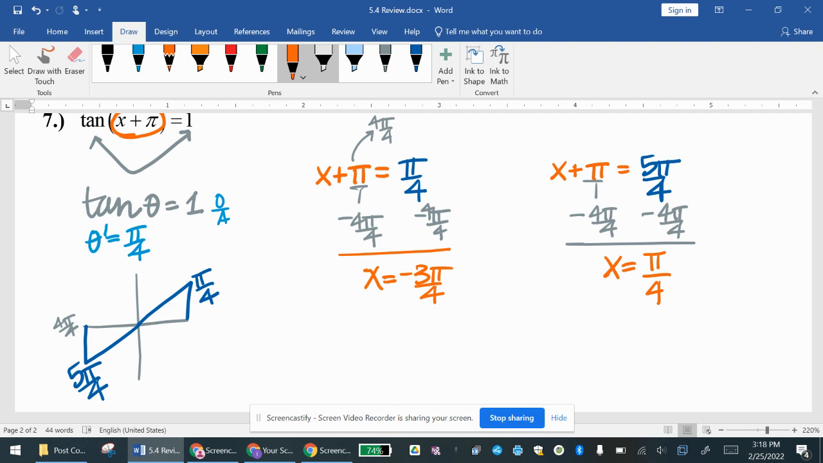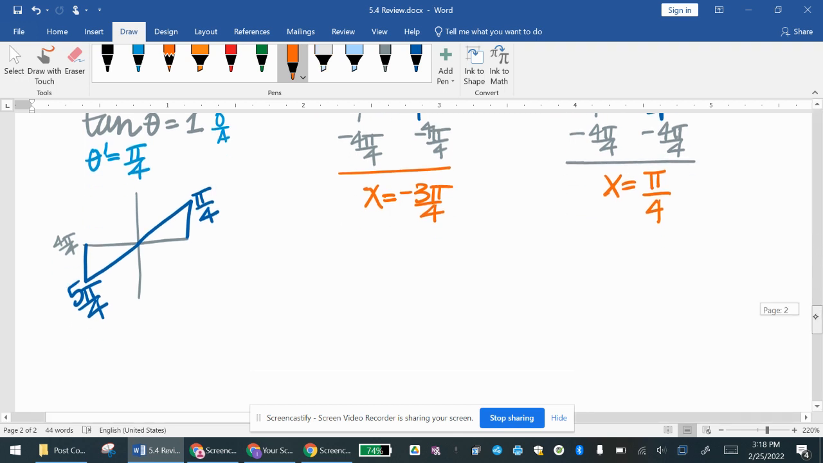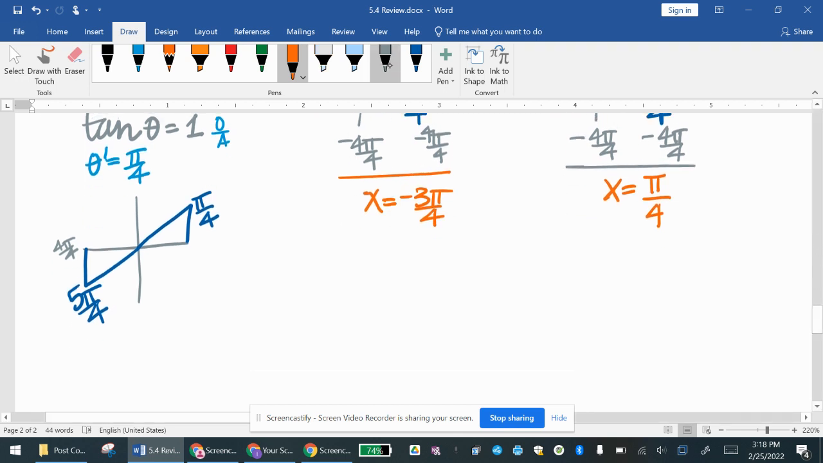All right, so I'm going to make a quick sketch of that and then make sure that I adjust my domain accordingly. So negative 3 pi over 4. If this is 0, negative 3 pi over 4 would go down 3 pi over 4s. Down 1, 2, 3. So negative 3 pi over 4 is right here. And then positive pi over 4 is over here.